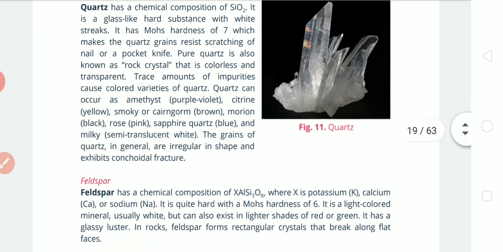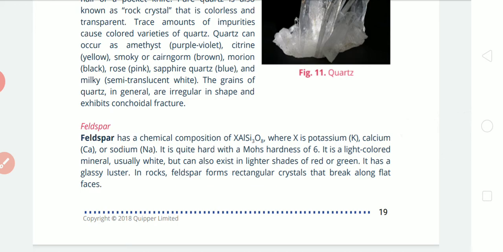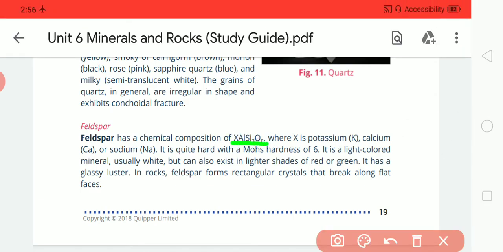Next one is feldspar. It has a chemical composition of this one, where X is potassium, calcium or sodium. It is quite hard with a Mohs hardness of 6. It is a light colored mineral that is usually white but can also exist in lighter shades of red or green. It has a glassy luster. In rocks, feldspar forms rectangular crystals that break along flat faces.